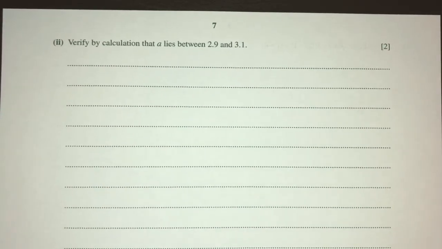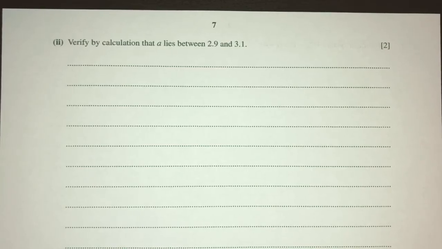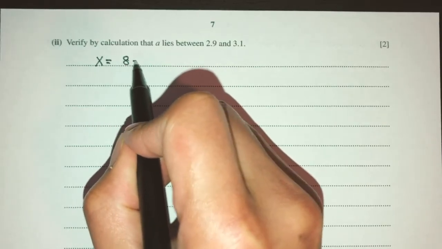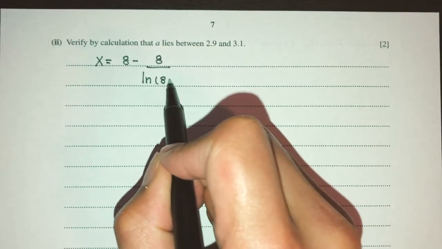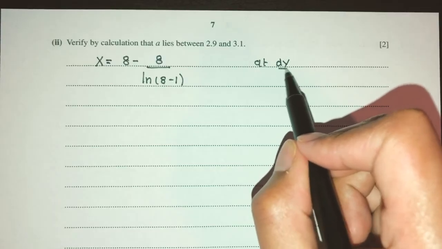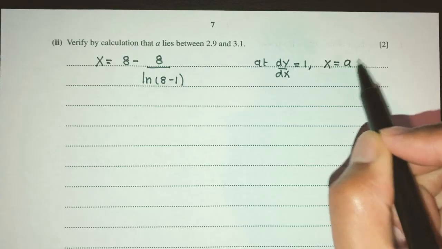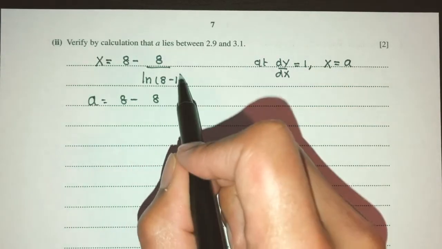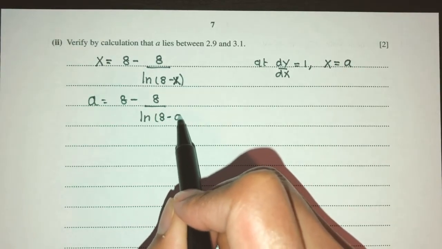So verify by calculation that a lies between 2.9 and 3.1. Right now the equation looks like this: x is equal to 8 minus 8 over ln of 8 minus x. But we know that at dy/dx equal to 1, they mentioned that x was equal to a. Replace, and you will have a is equal to 8 minus 8 over ln of 8 minus a.